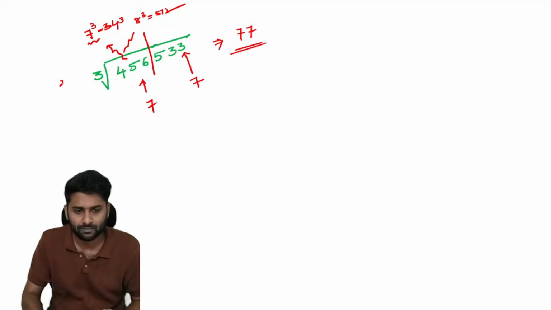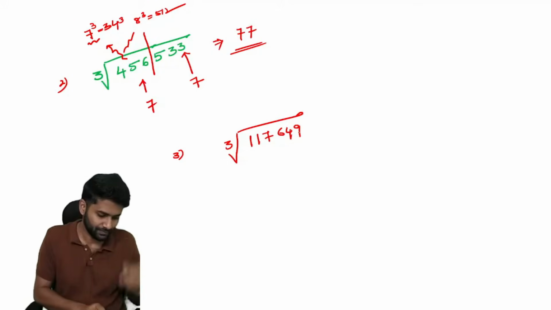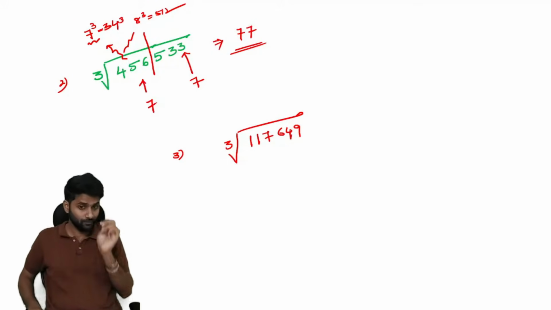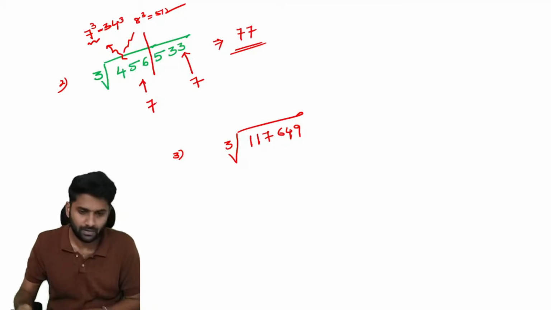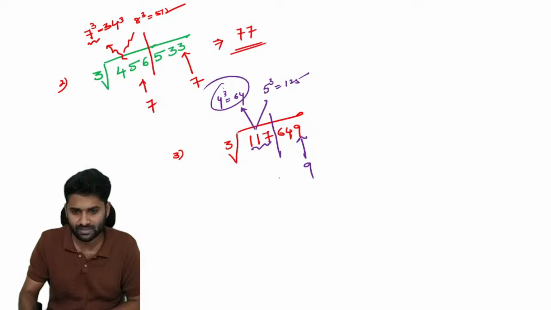Let's go for one more example. Cube root of 117,649. Find the value. Again, separate the last three digits. 9 as units place is in 9 cube. 117 lies between 4 cube, which is 64, and 5 cube, which is 125. Out of these, you have to consider the minimum. That's why the perfect cube root of 117,649 is 49.